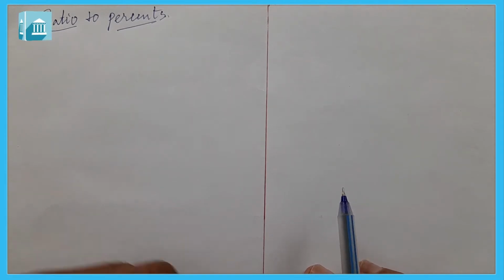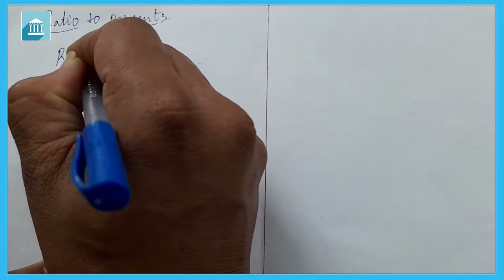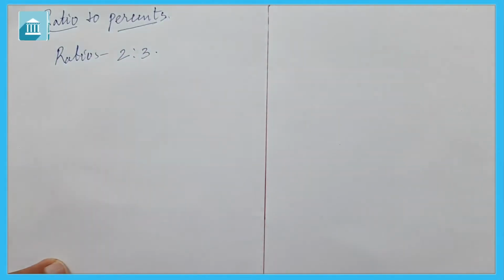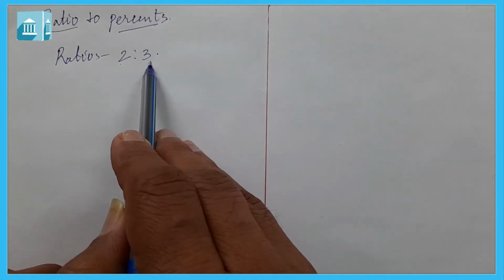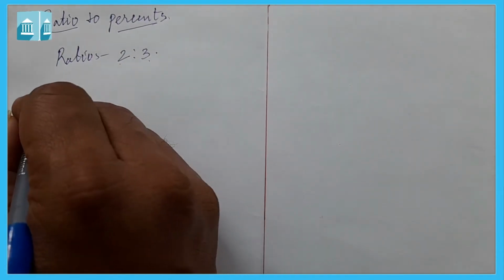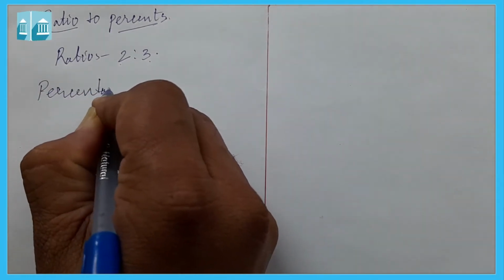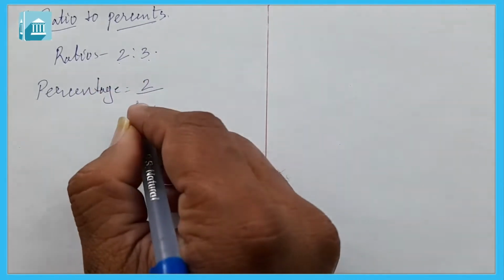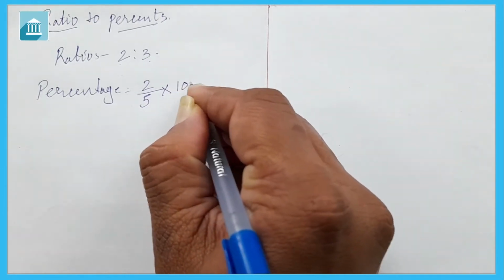For example, suppose some ratio is given like this. Suppose the ratio is 2:3. Now, what will be the percentage of this 2 part and what will be the percentage of the 3 part? If you want to find out the percentage, then it will be 2 upon 2 plus 3, that is 5, multiplied by 100.